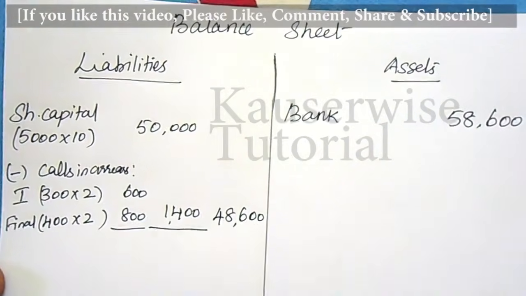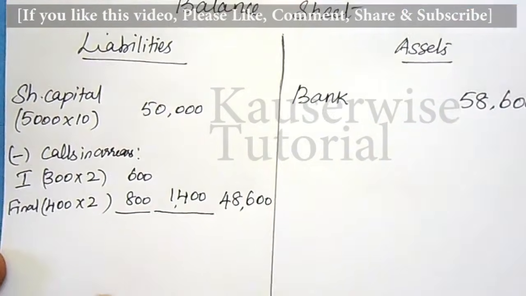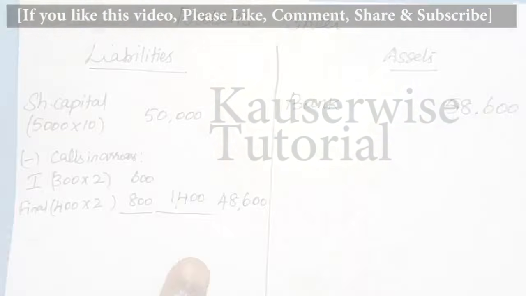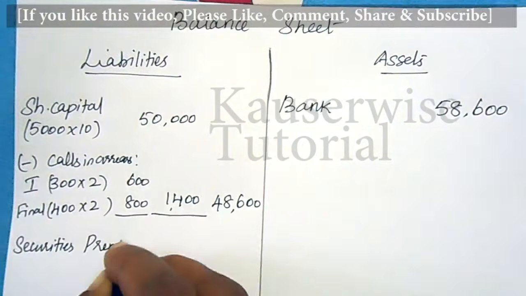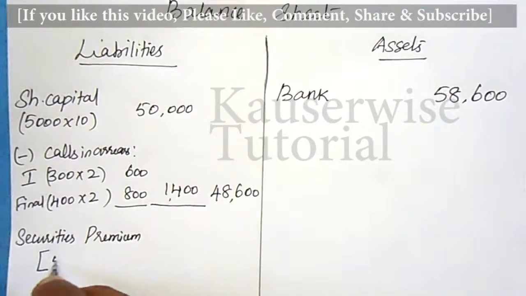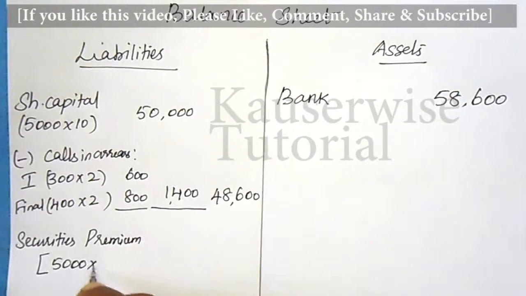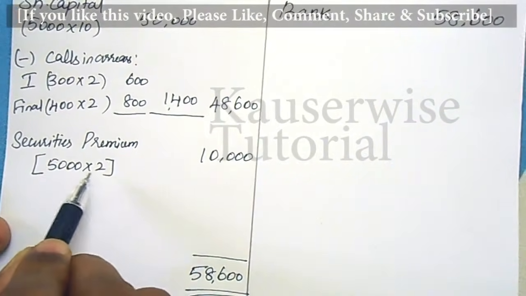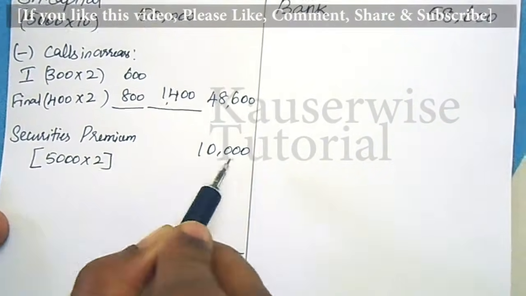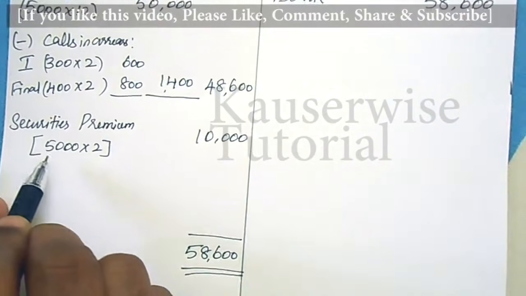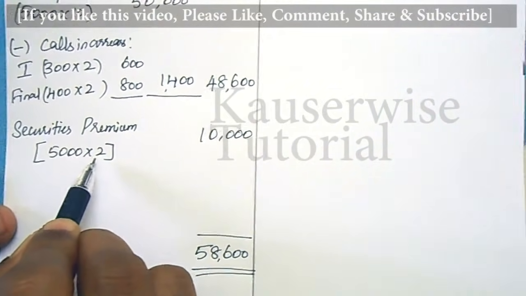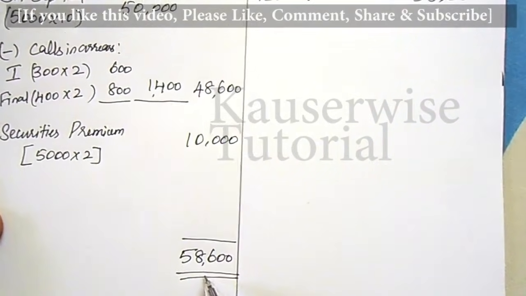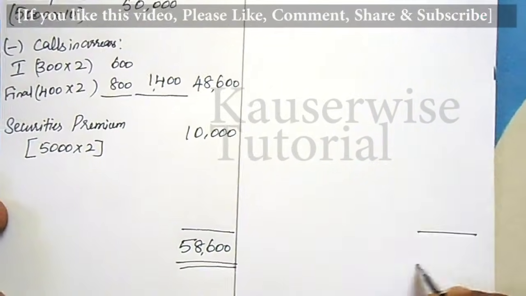48,600. And this problem is issue of shares at premium, so that premium we have to show separately. It is an income for the company. Securities premium, 5,000 shares into 2 rupees, 10,000. Securities premium is 2 rupees, so this amount is an income for the company, so you have to show it separately. 5,000 shares into 2 rupees each, 10,000. Now get the total. Liability side 58,600. Asset side also 58,600.